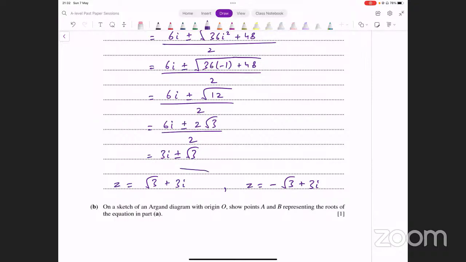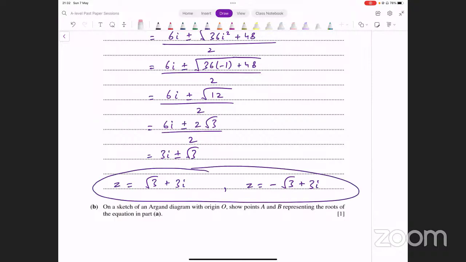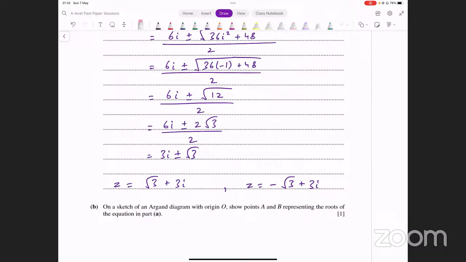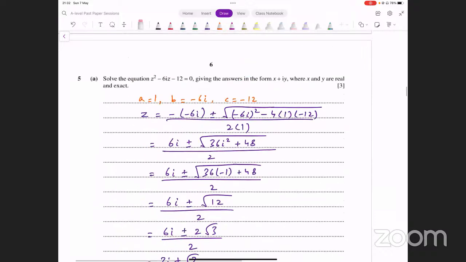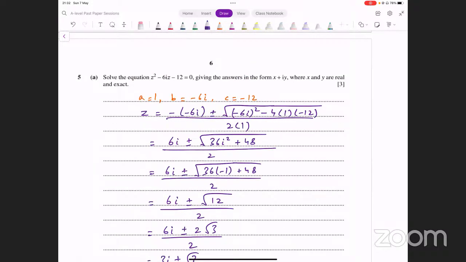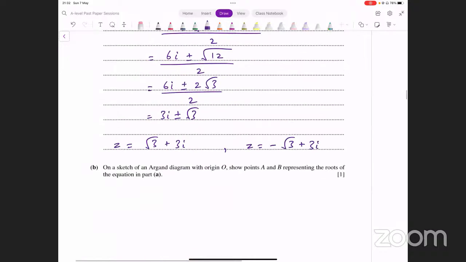Remember, these are not conjugates. In conjugates, the signs of the imaginary parts are opposite. Conjugates come up when all the coefficients in your equation are real, all the numbers are real. Here, iota has come inside the equation itself, so the answers you get are not conjugates of each other. So that's why we're not getting conjugates in this case. Okay, and that's okay. Let's look at part B now.